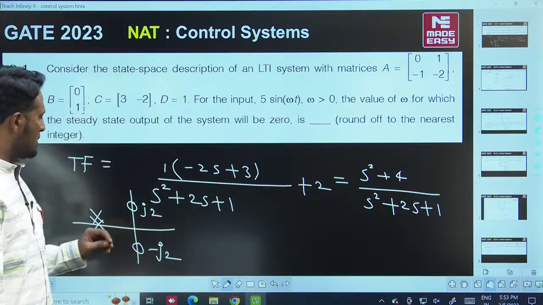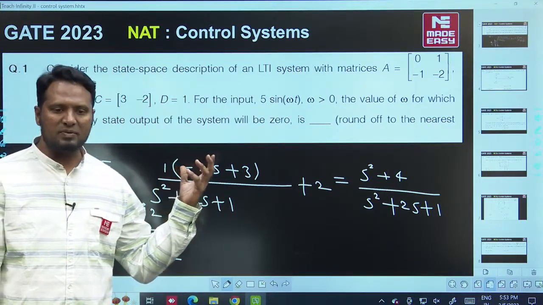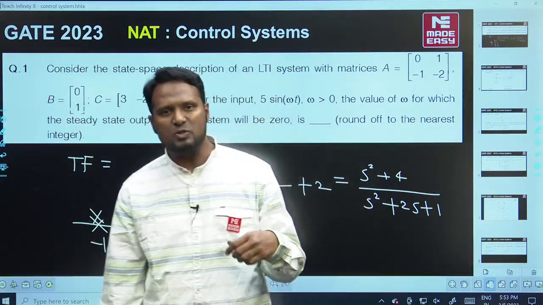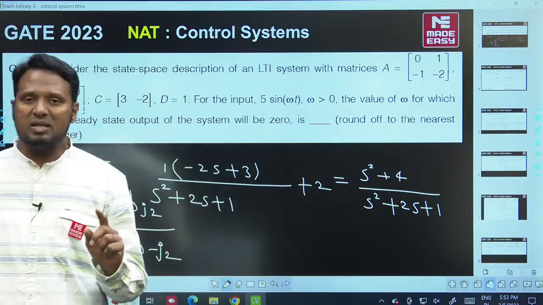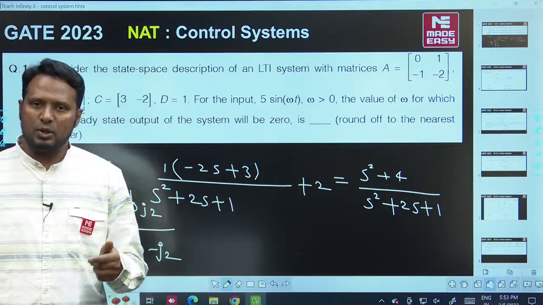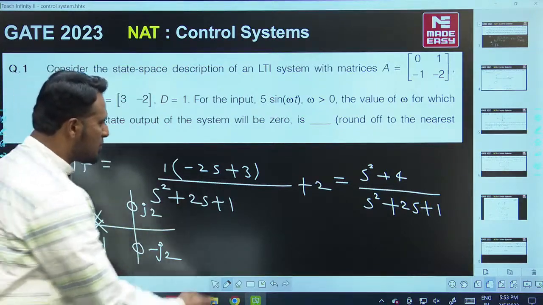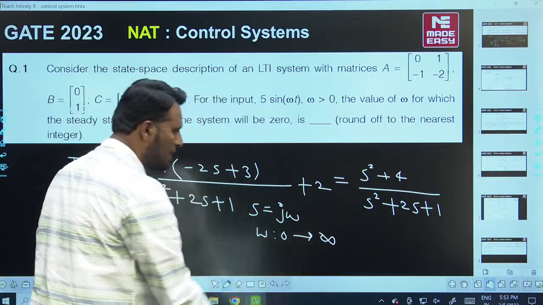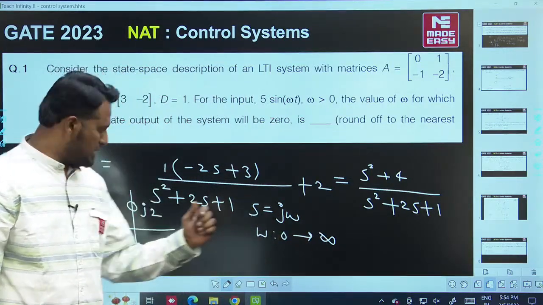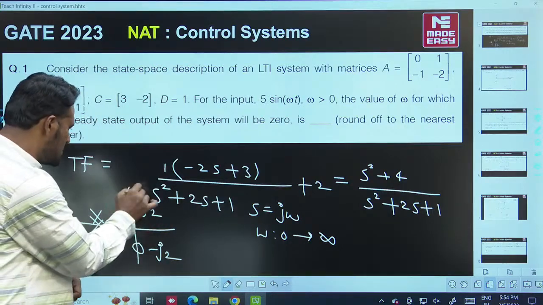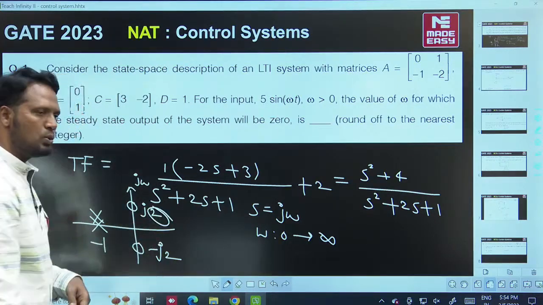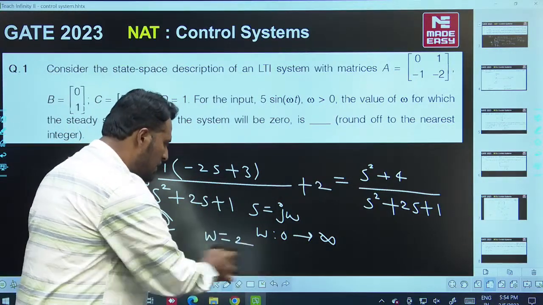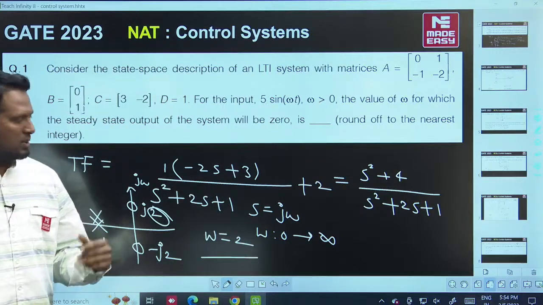Right. So the question is, what is the frequency at which the steady state response of the system becomes 0? See, the response of a system becomes 0 at its zeros and becomes infinity at its poles. The frequency response of a system becomes 0 at that zero which lies on the j omega axis, because in the frequency domain S is j omega and omega is varied from 0 to infinity. So when omega becomes 2, that is the zero of the system, hence the output of the system becomes 0. No need of doing any calculation, that's simply a waste of time. Direct answer: 2.